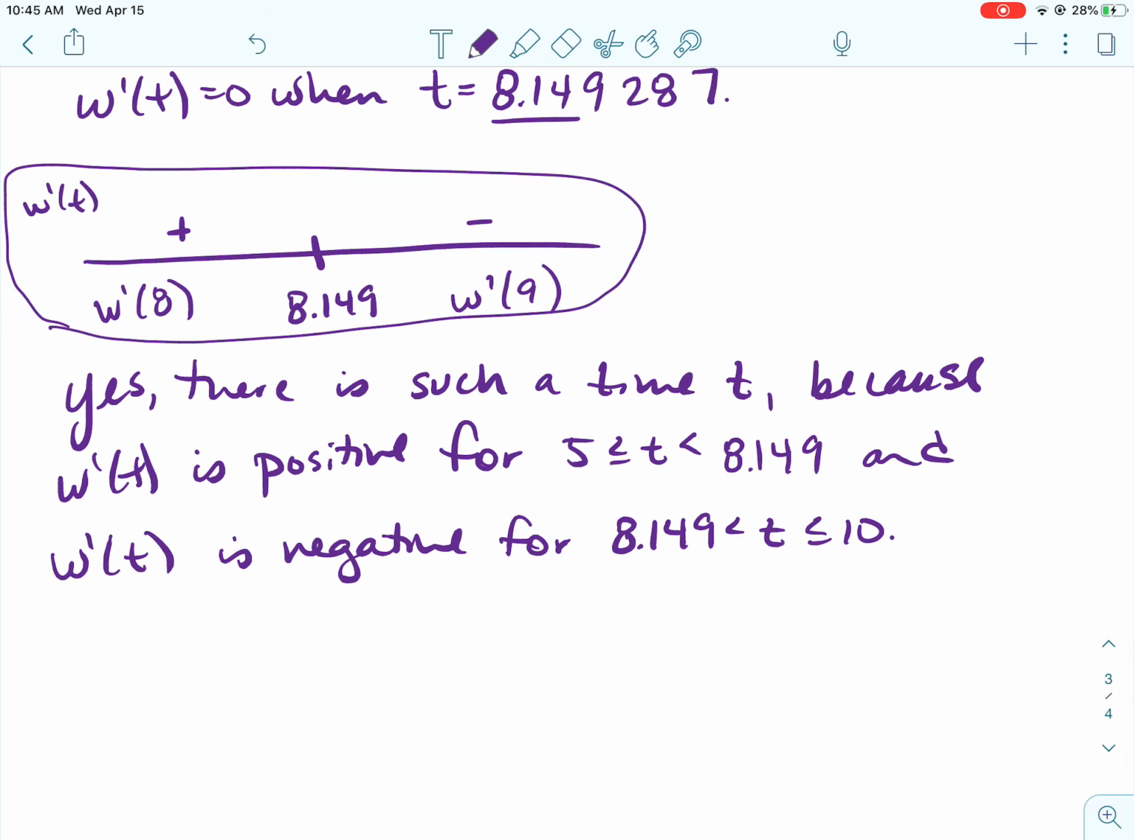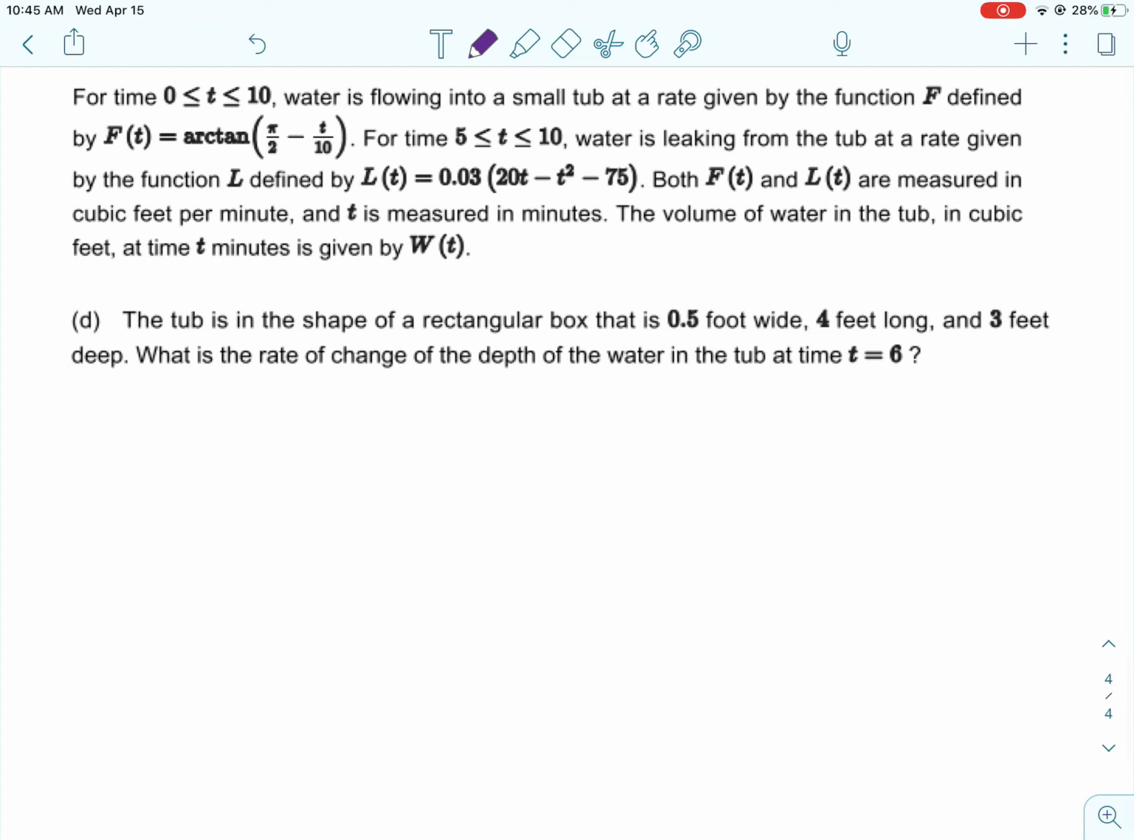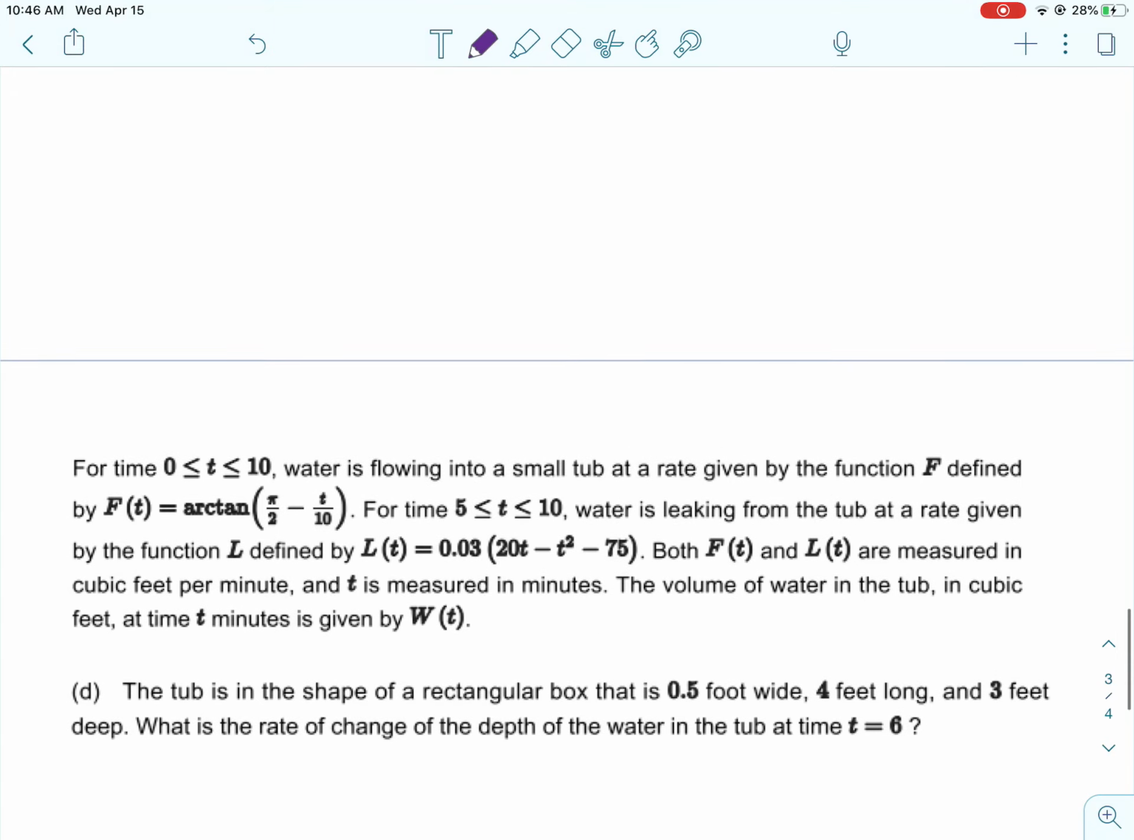Now, it is fine for you to use this number line to show your work, but it is not an explanation. So when you do the explanation, you have to write it out in words. Okay, and then we have another related rates question to do. The tub is the shape of a rectangular box that is 1/2 foot wide, 4 feet long, and 3 feet deep. What is the rate of change of the depth of the water in the tub at time t equals 6?